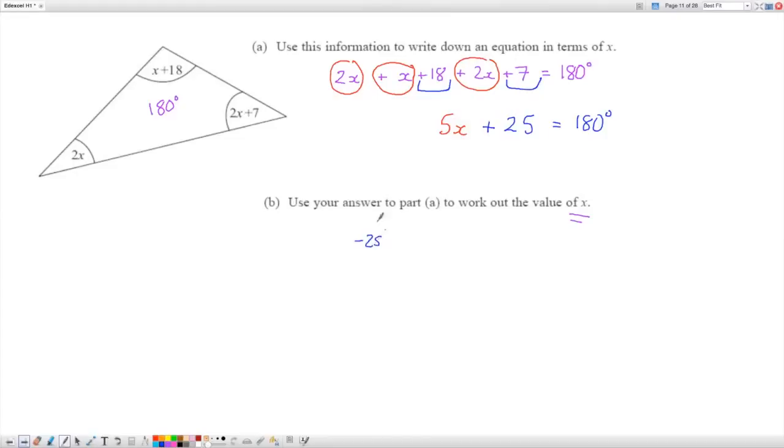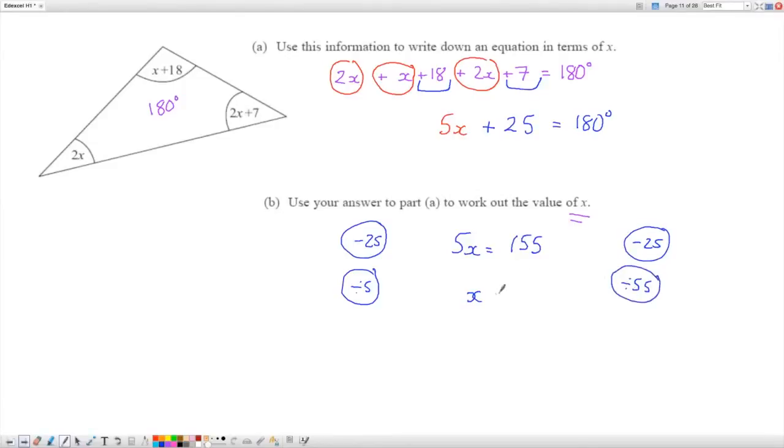Now we're going to solve it. So first step, subtracting 25 from both sides is going to leave us with 5x equal to 155. Dividing through by 5, because we only want to find out what 1x is. 155 divided by 5 is equal to 31. So the value of x is 31.